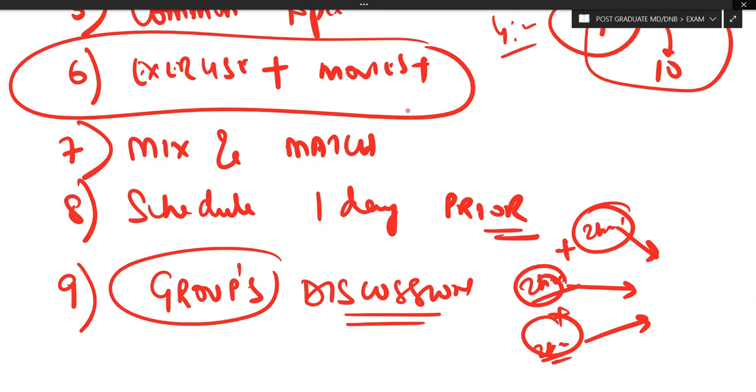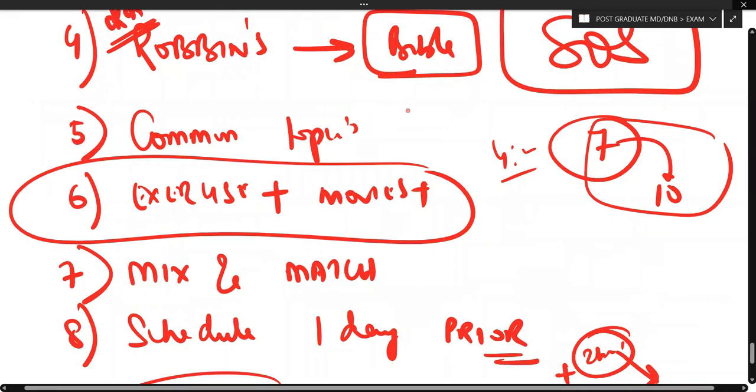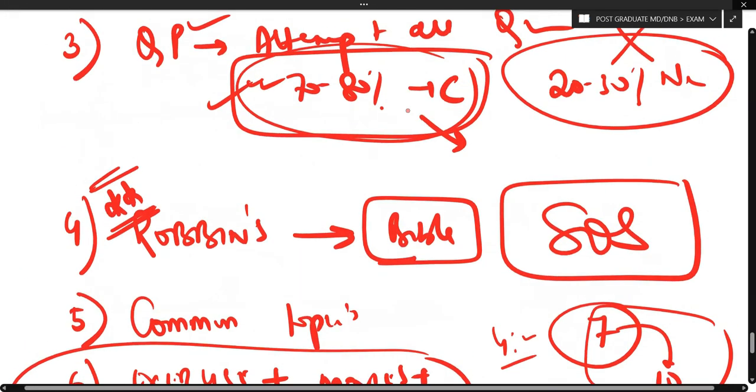And when you discuss in groups, what happens? It tends to diffuse your tension. It tends to make you feel that you are not in this alone. This is very important. Okay. So with this, we have completed the basic approach that you have.